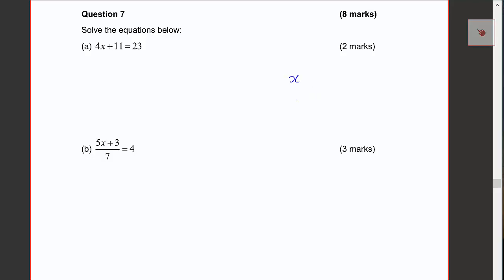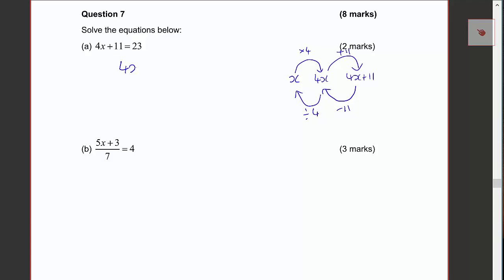So if we think about x, the first thing that's happened to x is it's multiplied by 4, giving us 4x. And then we add 11, giving us 4x plus 11. So to reverse that, we need to subtract 11 and then divide by 4. So we do the opposite operations. So my first step here is to subtract 11 from both sides.